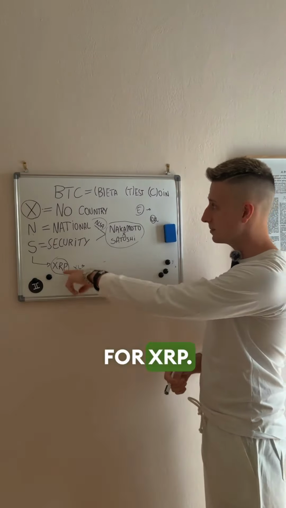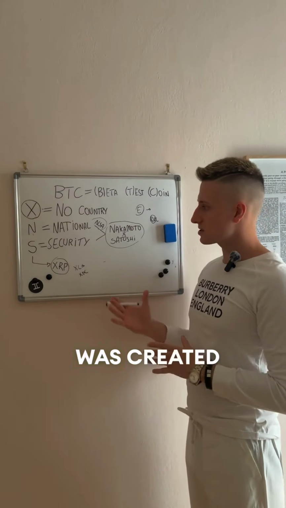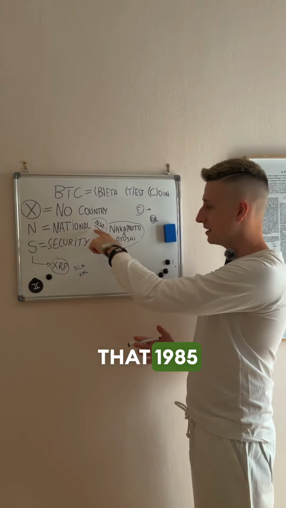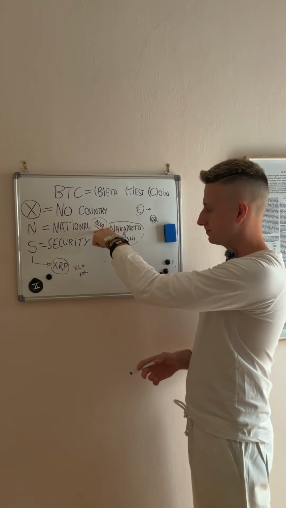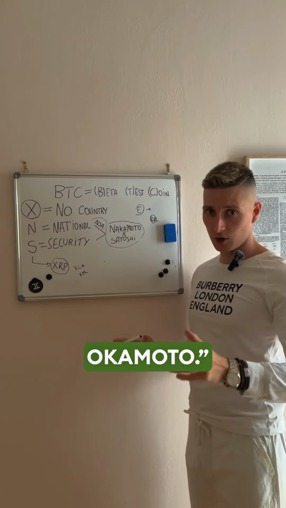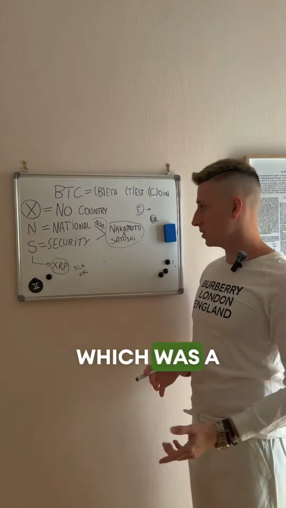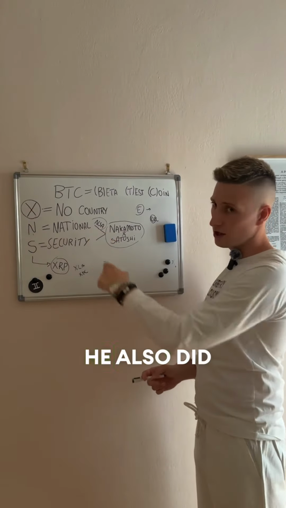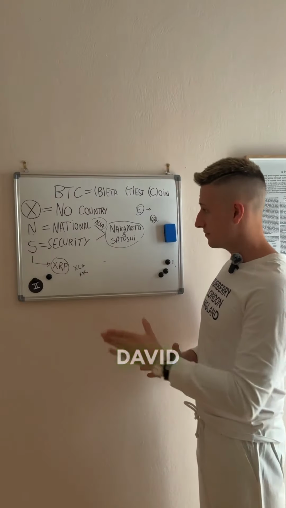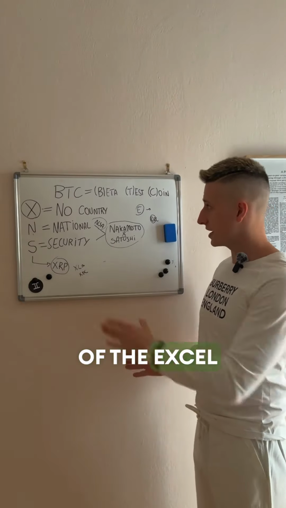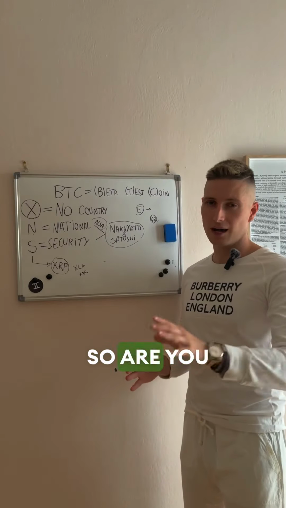That's the case for XRP, and that's also the case for Bitcoin. Both were created. So Bitcoin was created by the NSA, and we know that 1985 paper, How to Make a Mint, was designed by the NSA. Among the authors is Tatsuaki Okamoto, that's a very well-known paper, and we also have David Schwartz, who was a contractor for the NSA. He also did work for the US military, FBI, NATO. So we have David Schwartz, one of the architects of the XRP ledger. He happens to be also an early Bitcoin developer. So are you connecting the dots?